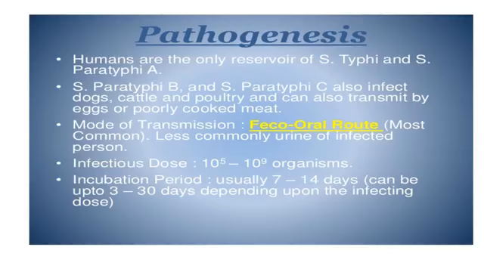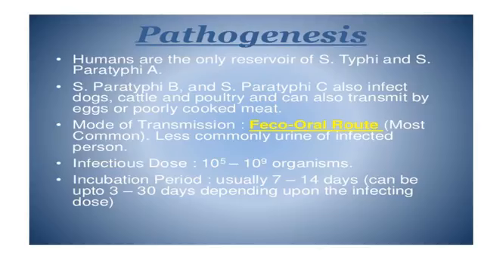So we briefly look at the pathogenesis of enteric fever. As I have already mentioned, humans are the only reservoir for Salmonella typhi and Salmonella Paratyphi A. Salmonella Paratyphi B and C also infect dogs, cattle and poultry, and they can be transmitted by eggs or poorly cooked meat. So the fecal-oral route is the most common route of transmission, and less commonly the urine of an infected person may be the cause of transmission. And the infectious dose is 10 raised to power 5 to 10 raised to power 9 organisms.